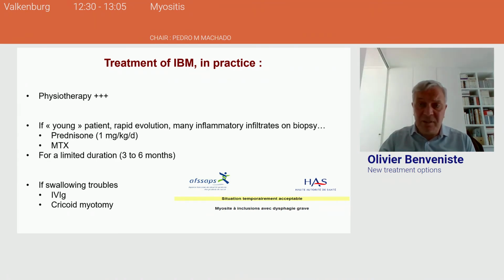Of course, sometimes the diagnosis is difficult. Sometimes it mimics a polymyositis at the very beginning of the disease, and sometimes conventional treatments work. So if you have a young patient with a rapid evolution, with a lot of inflammation within the biopsy, you can test conventional treatments with prednisone and methotrexate. But after 3 to 6 months, if you don't have any efficacy, then stop your treatment. And if you have swallowing troubles, IVIG can be effective, or also cricoid myotomy.